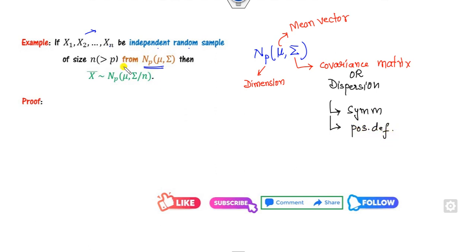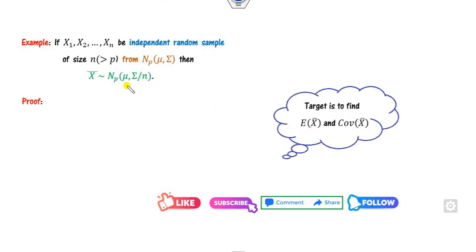Now, once you have the random samples from this multivariate normal distribution, then the sample mean will also follow the multivariate normal distribution with the mean mu, and the covariance matrix sigma divided by n. The purpose is very simple and it is easy to prove. My target is to find the expected value of x bar and the covariance of x bar. Remember, x bar is the sample mean: x1 plus x2 plus up to xn divided by n.